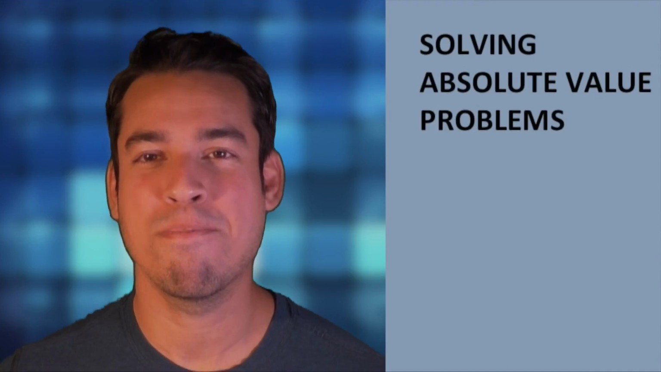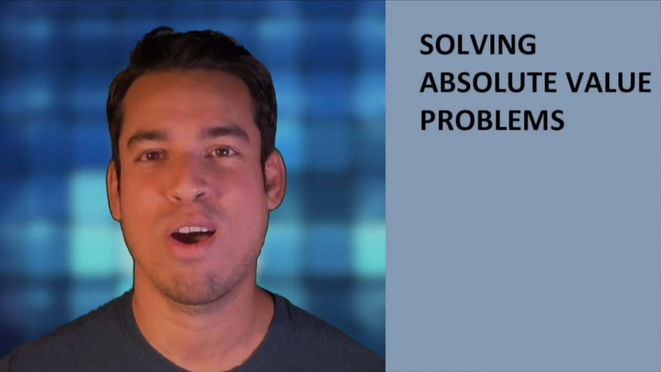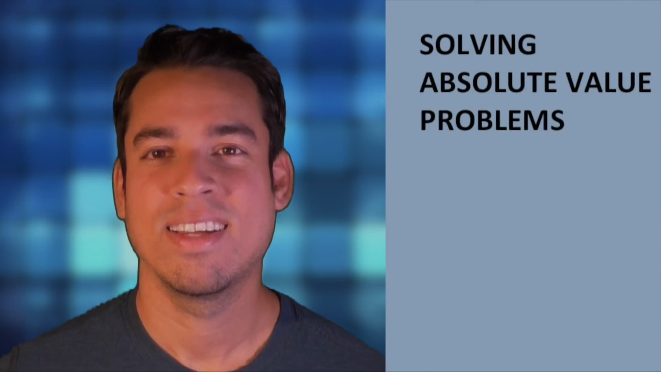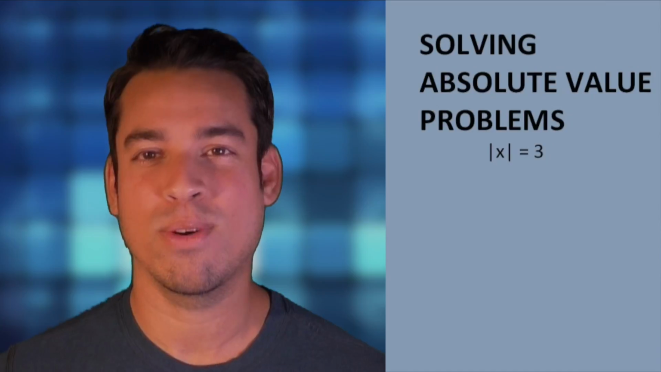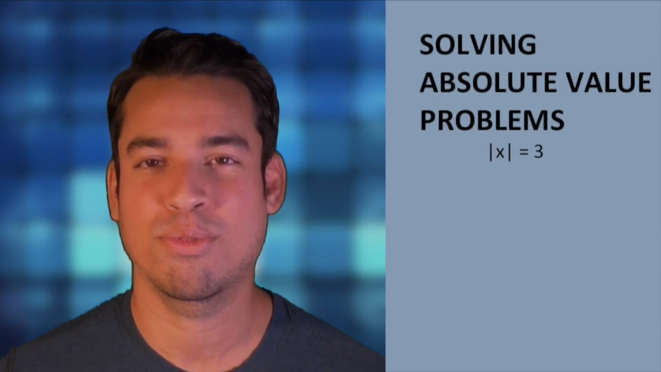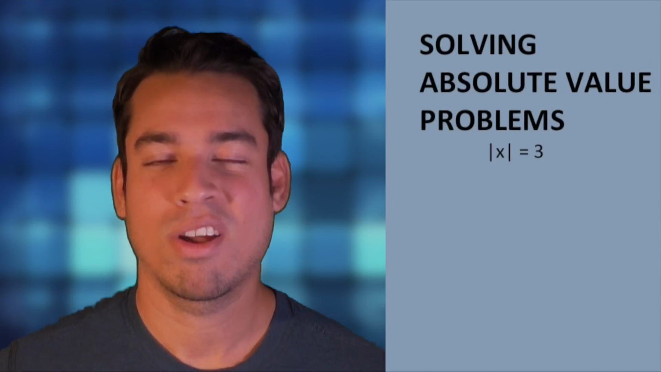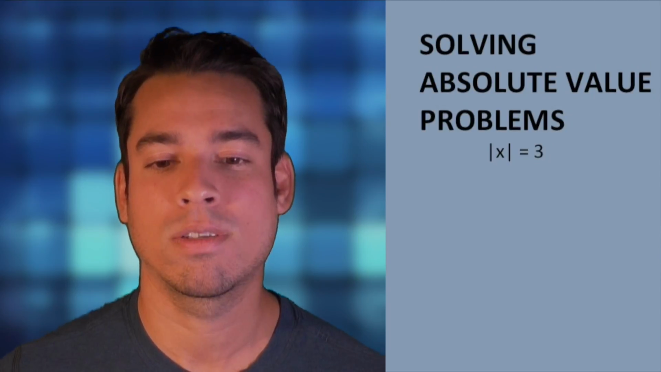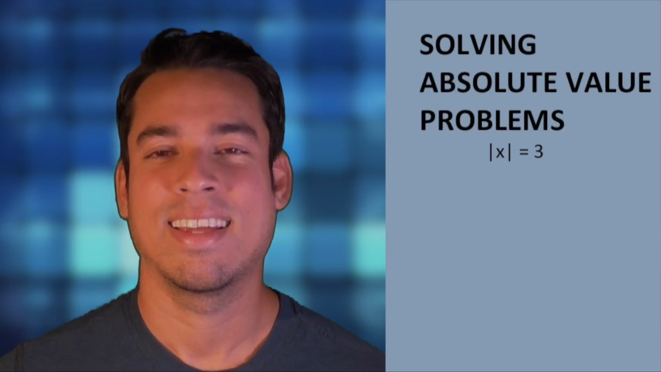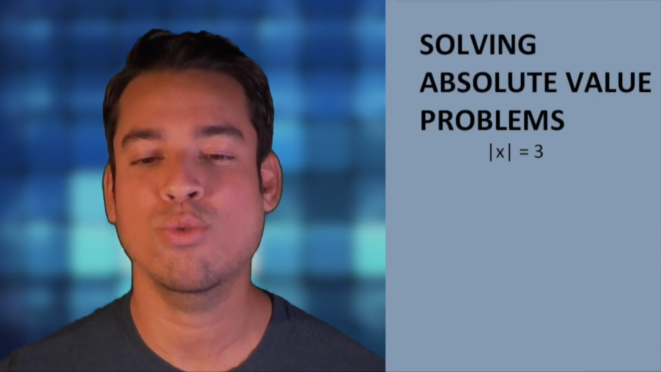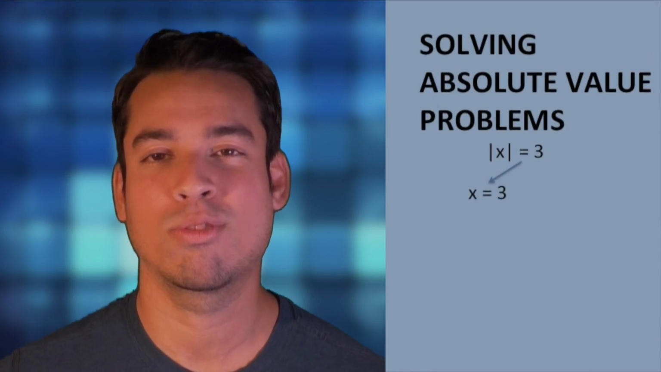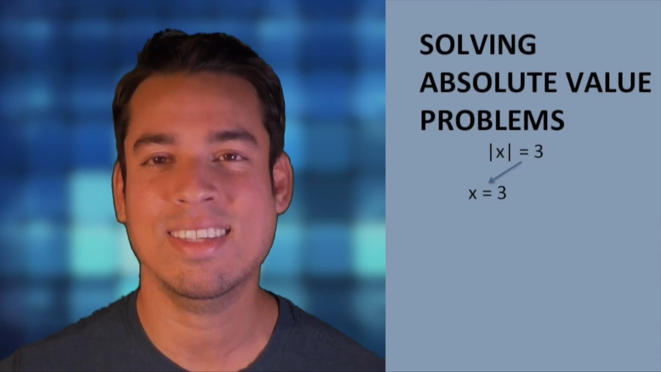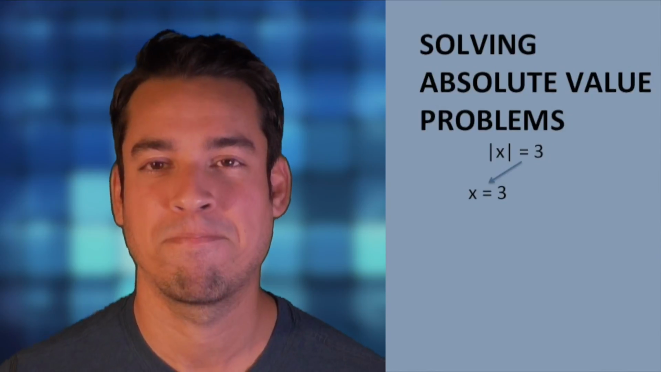Next, we're going to talk about solving absolute value problems. Let's take the simple example of, let's say we have the absolute value of x equals 3. Here's the process. Every time you see an absolute value function and you need to solve it, first, we're going to split it into 2 different equations. The first way we split it is we just take off the absolute value and say x equals whatever is on the right side. So in this case, we have x equals 3.